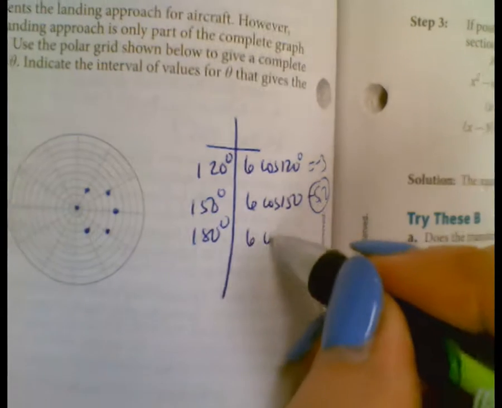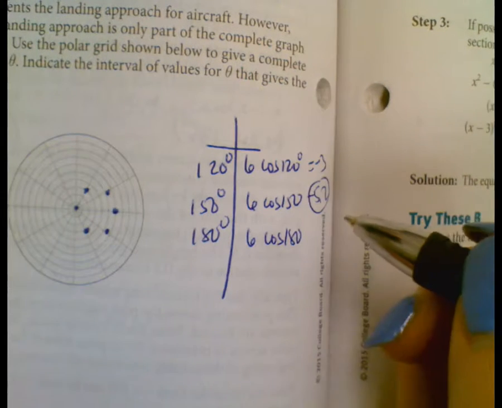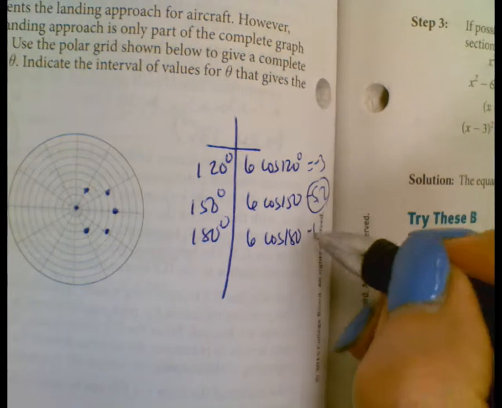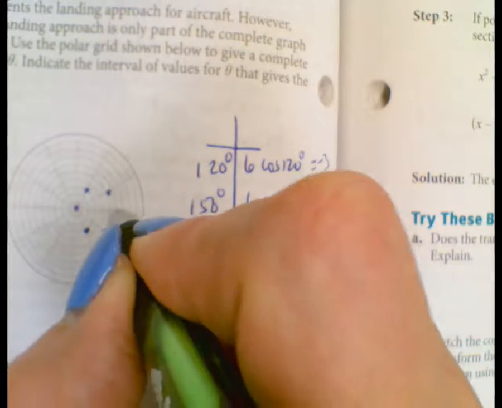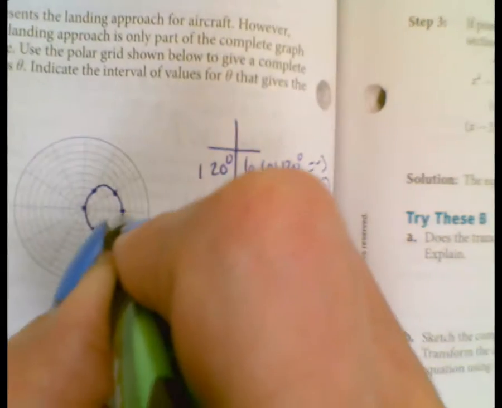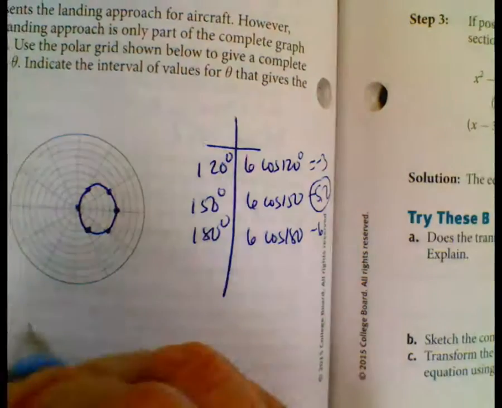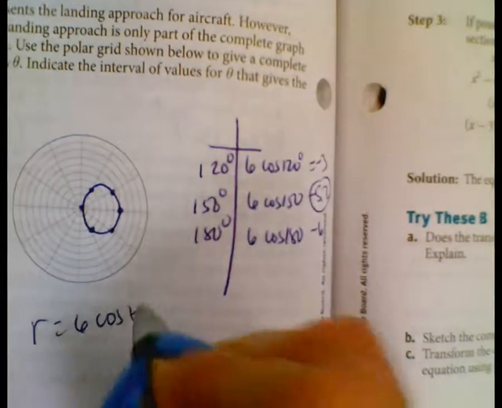And 180, what's the cosine of 180? Cosine of 180 is negative 1, so that's negative 6 and 180. So 180 is here, but you have to go negative 6, so you're actually where you started. So this is the complete graph of r equals 6 cosine theta.